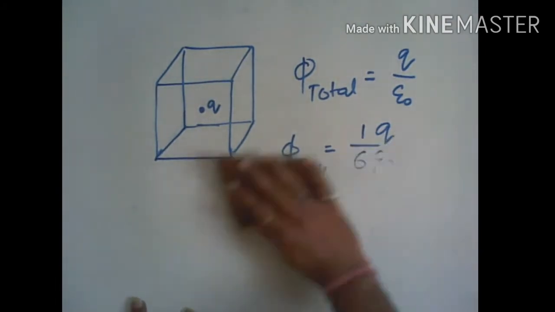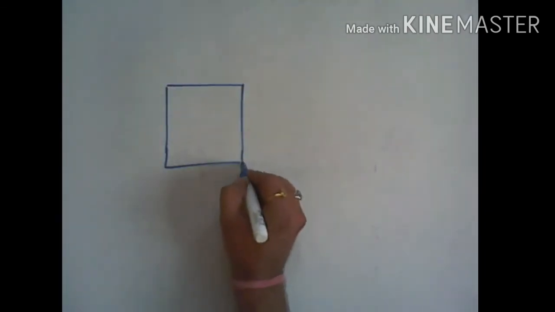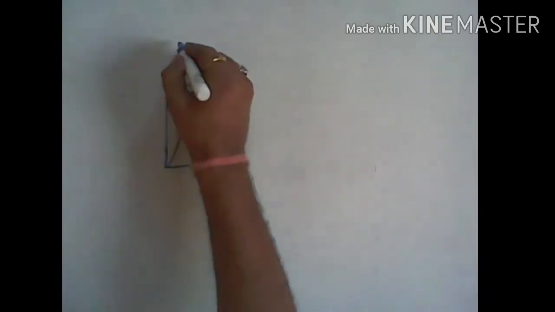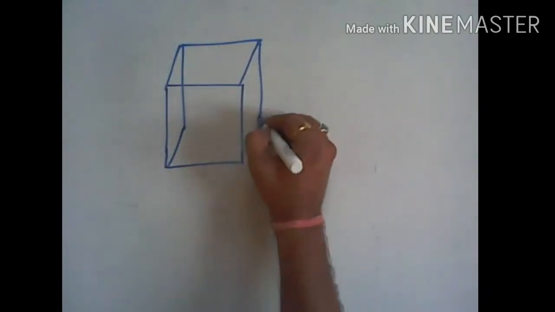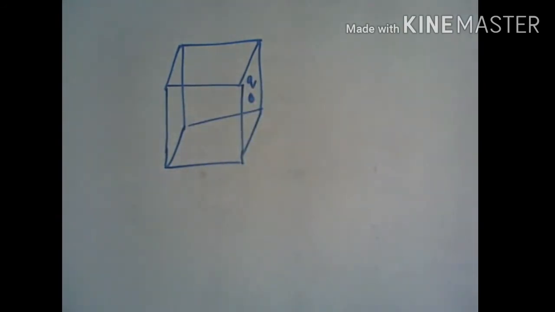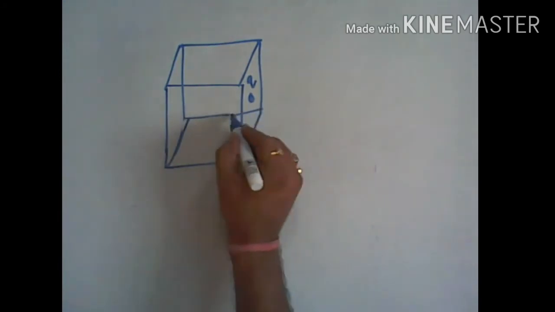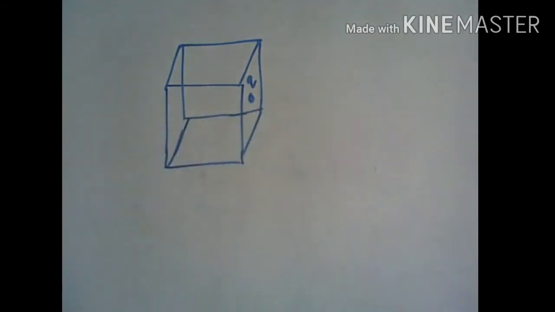Now if the question is slightly changed, a cube is given, and now the charge is placed at one of the faces, one of the faces over here. Now how are we going to do this?